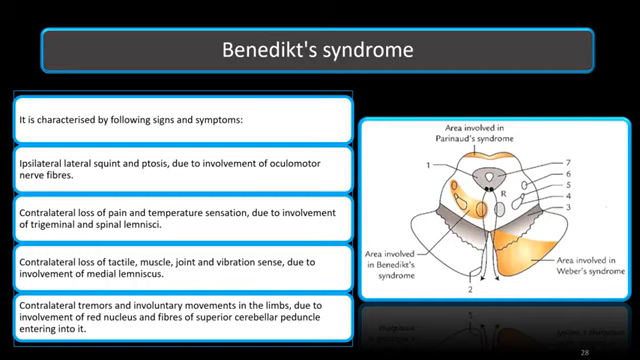And these things are best understood if we go back to some of the functions of these areas, and then we'll appreciate what happens when we have this syndrome.